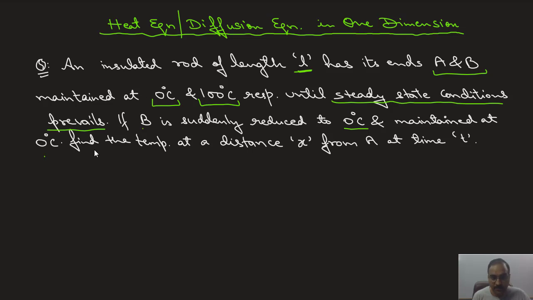Now, just keep one thing in mind, we have not changed the temperature of end A. What we have to do is find the temperature at the distance x from A at time t. So, what is the situation right now with us?